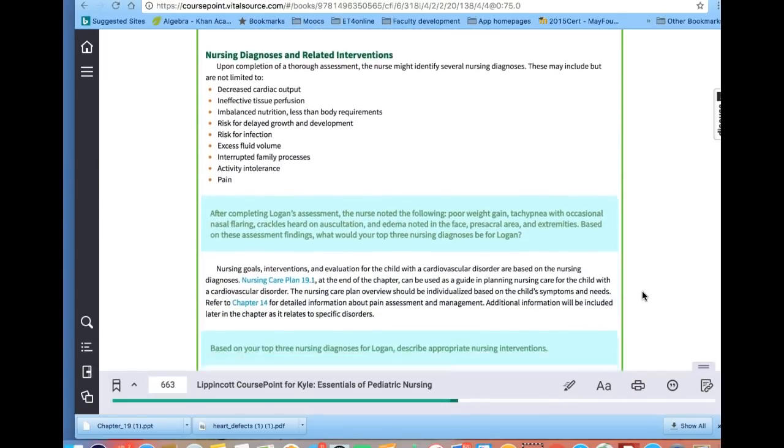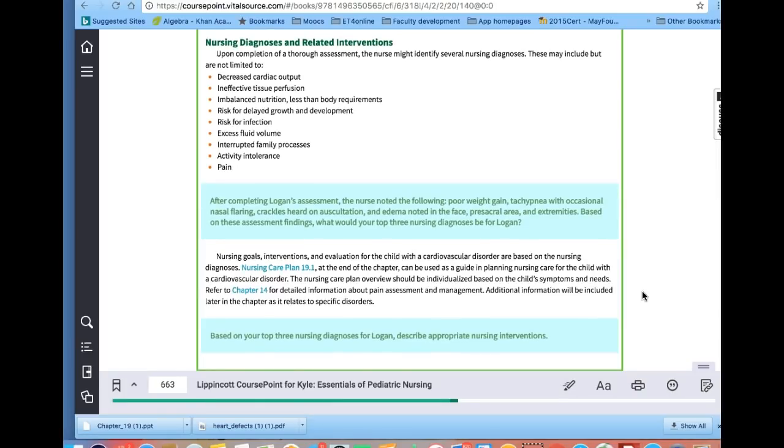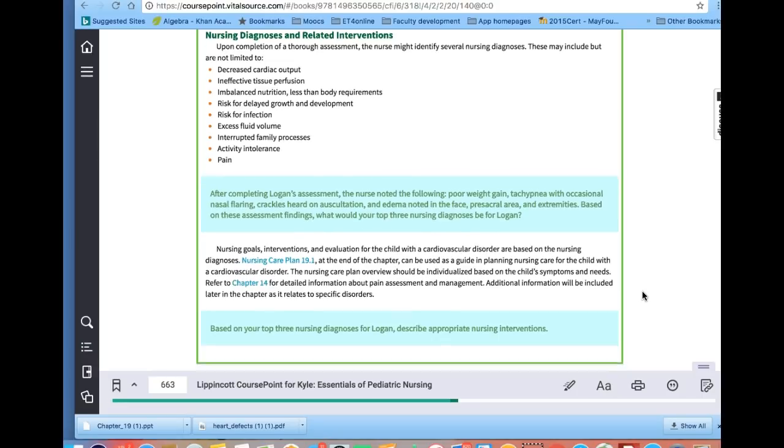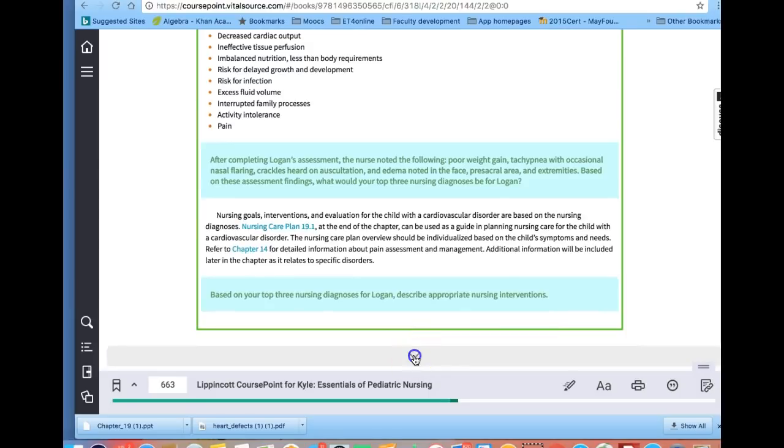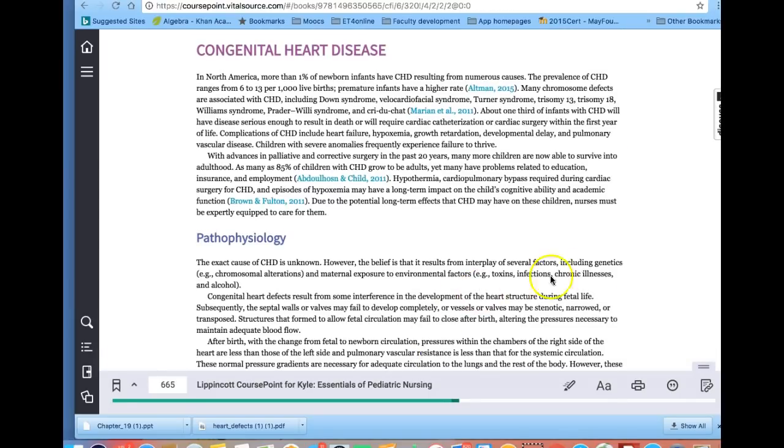All right, so once you assess these kiddos, then here's some nursing diagnoses that you might choose from. Decreased cardiac output, ineffective tissue perfusion, of course, risk for infection, excess fluid volume, activity intolerance, those are the biggies. All right, congenital heart disease.